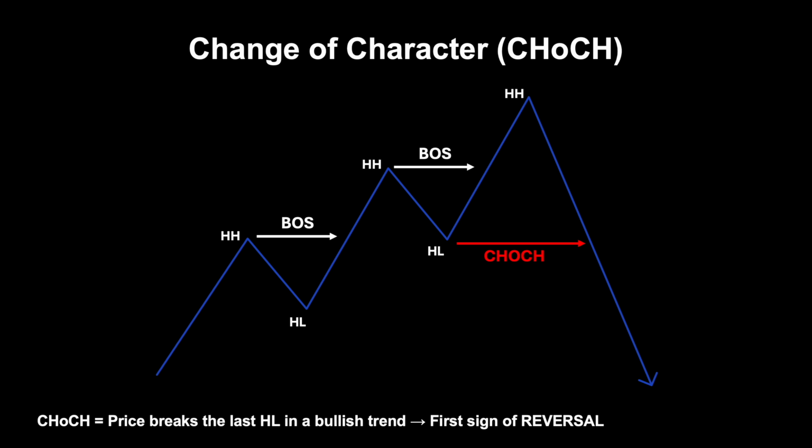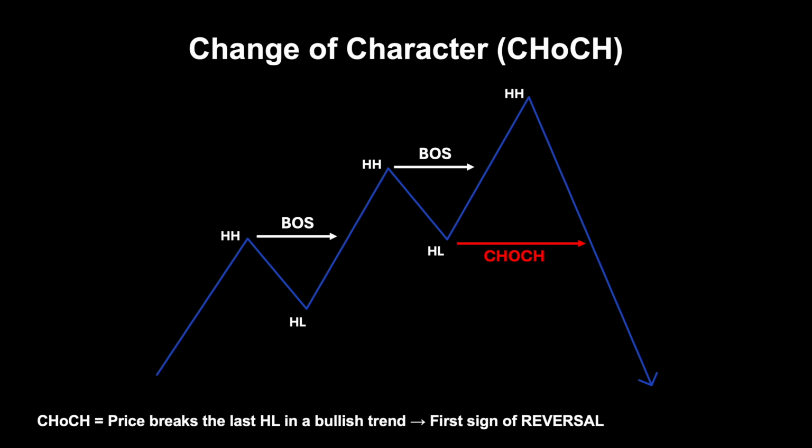Everything looks good. Then suddenly, price breaks below the last higher low. That break is the change of character. It doesn't mean the market will definitely reverse. It means you need to pay attention. The balance of power might be shifting from buyers to sellers. Think of it as an early warning signal.